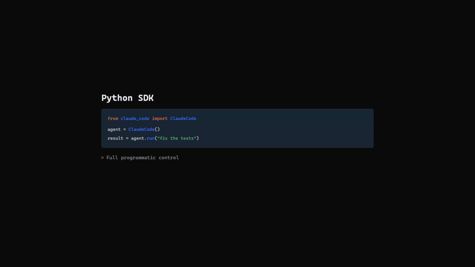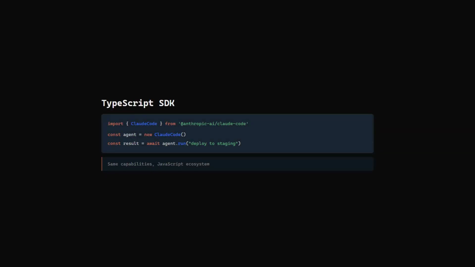Python SDK: import Claude Code, create an agent, run a task. Full programmatic control. You can define custom tools, set permissions, and build entire automation workflows. TypeScript SDK, same capabilities, JavaScript ecosystem. Import, create, run. Build custom AI coding tools on top of Claude Code's engine.